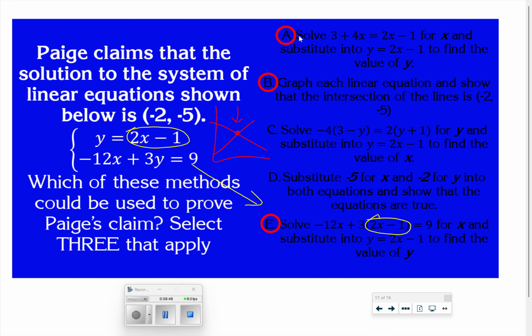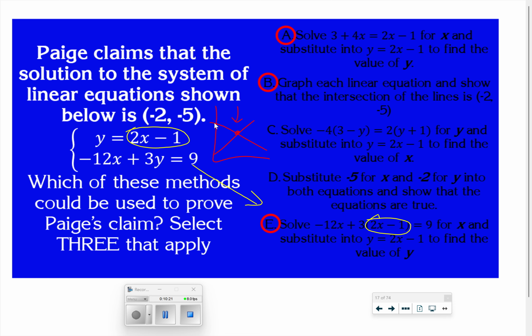Okay, so it's going to be A, B, and E. A, B, and E. So let's start with B. Here it says graph each linear equation and show that the intersection of the lines is (-2, -5). So it's just going to be like if you graph both lines and you see where they cross. Okay, you graph both lines, see where they cross. That is going to be (-2, -5).